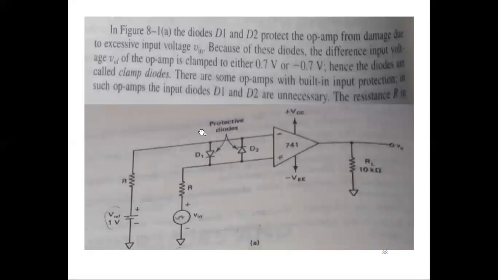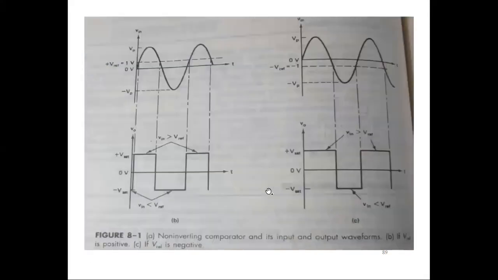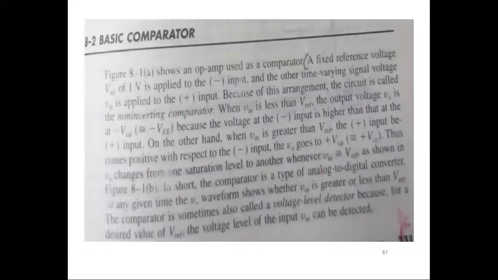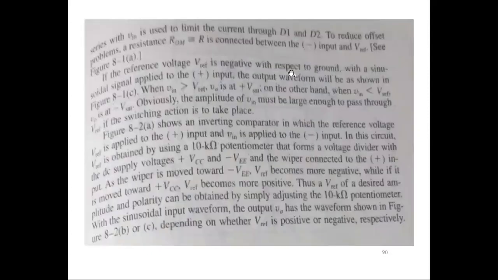So we call them protective diodes or clamping diodes, or sometimes known as freewheeling diodes also. So the resistance R, this resistance R and this resistance R, is just used to limit the currents, right? So, limit the currents through the diodes D1 and D2.